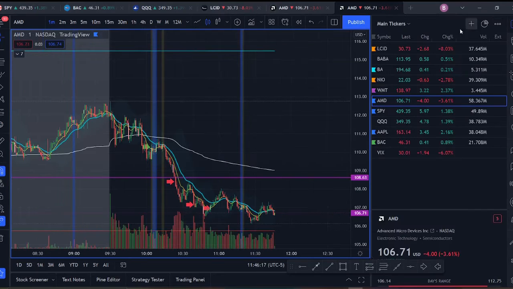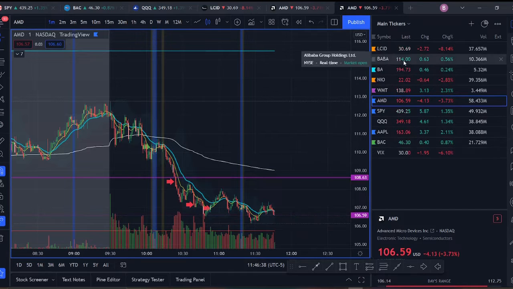So if I go here, these are my main tickers right now. We have Lucid, BABA, BA, NEO, Walmart, AMD, SPY, Qs, Apple, BAC, and VIX, okay? So these are the ones that I'm just watching.